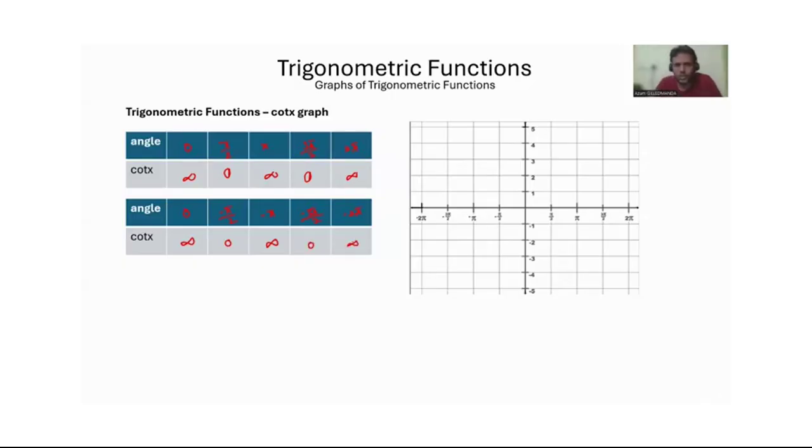Let's look at the graph. It should be the same as the tan, but the only difference is that for tan it passes through the origin, while here at the origin it is infinity. And at pi by 2, it is passing through the axis. That means it should be something like this.